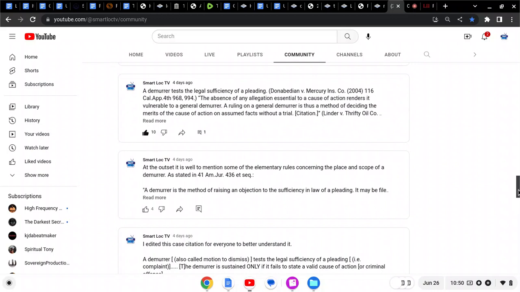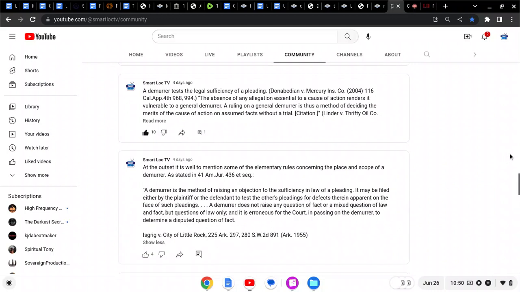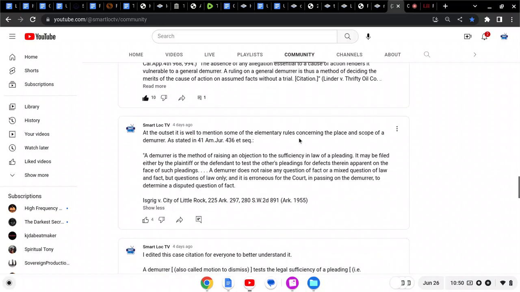Let's go up a little bit more. At the outset, let's go back up here. At the outset, it is well to mention some of the elementary rules concerning the place and scope of a demur. And this is American Jurisprudence. A demur is the method of raising an objection to the sufficiency in law of a pleading.